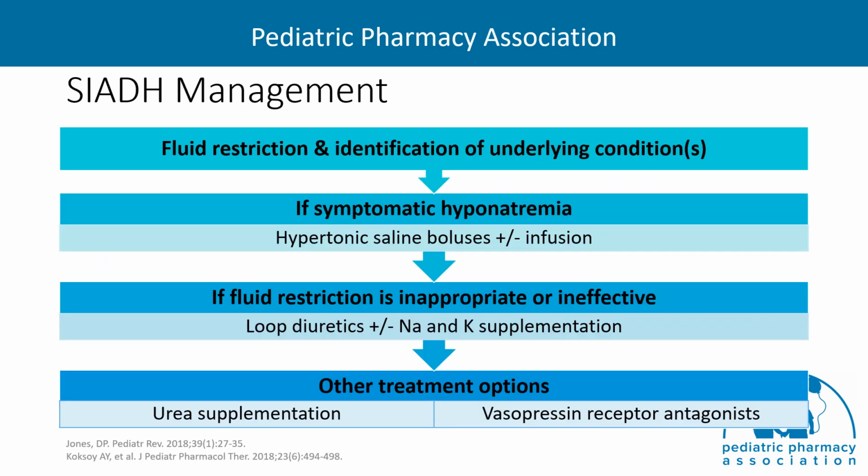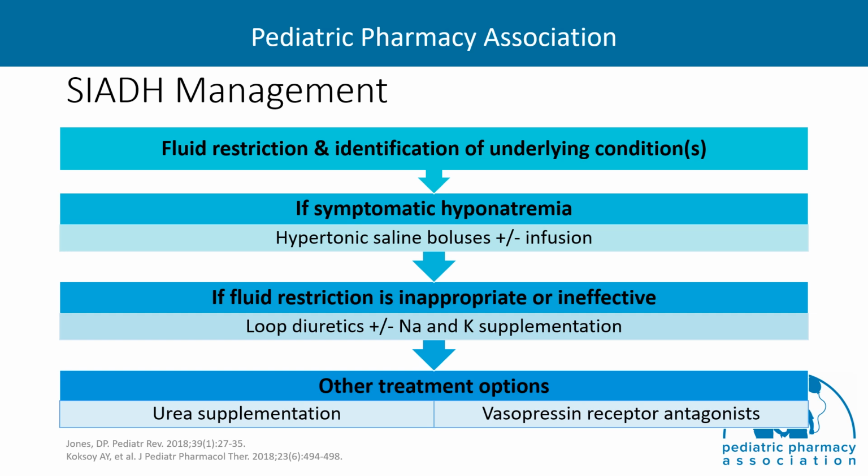First-line treatment in managing SIADH is fluid restriction, as well as identification and correction of underlying conditions when possible. There's no clear guideline regarding the amount of fluid restriction. However, most references recommend starting at 75 to 80% of the patient's maintenance fluids and titrating as needed and tolerated.